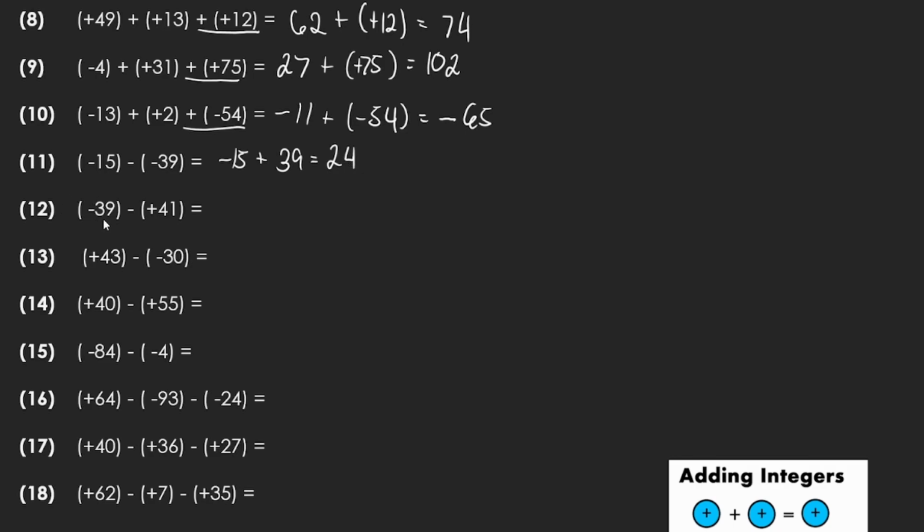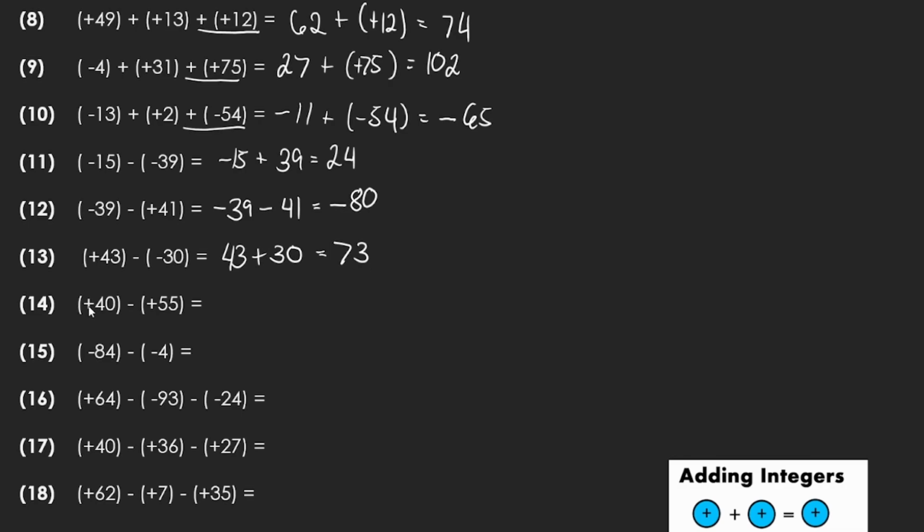Number 12. Negative 39 minus positive 41. Get the first one. Add it to the additive inverse of positive 41, which is negative 41. Negative 39 plus negative 41, same signs, so we would simply add. 39 plus 41 is 80. Number 13. Positive 43 minus negative 30. Get that 43, plus the additive inverse of negative 30, which is just positive 30, same signs. 43 plus 30 is 73.